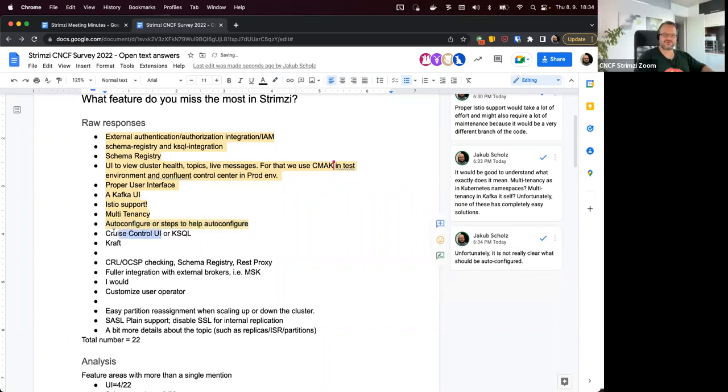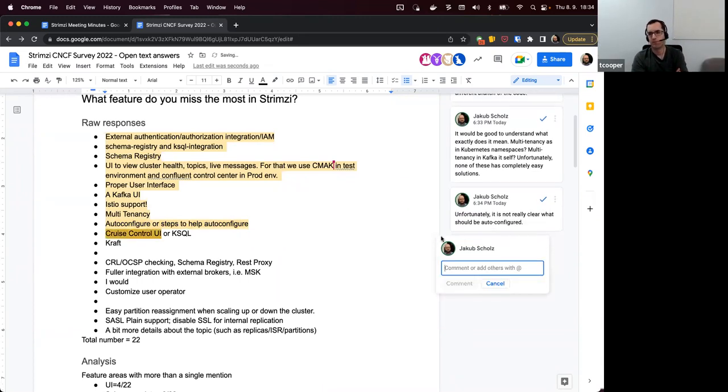Okay, Cruise Control UI. Or KSQL. So KSQL we already discussed above. And Kyle's currently working on a blog post, I think he said, about Cruise Control UI and how to set it up with Strimzi.